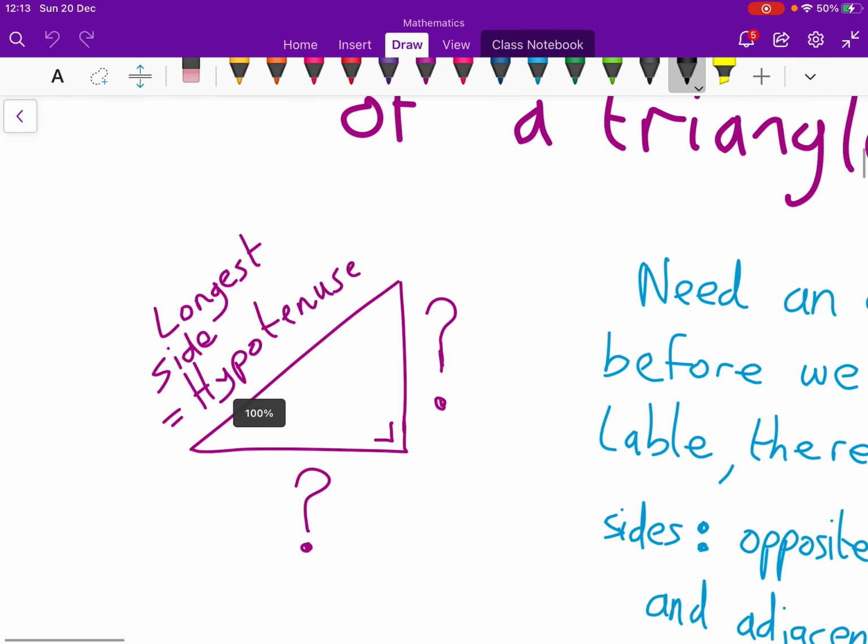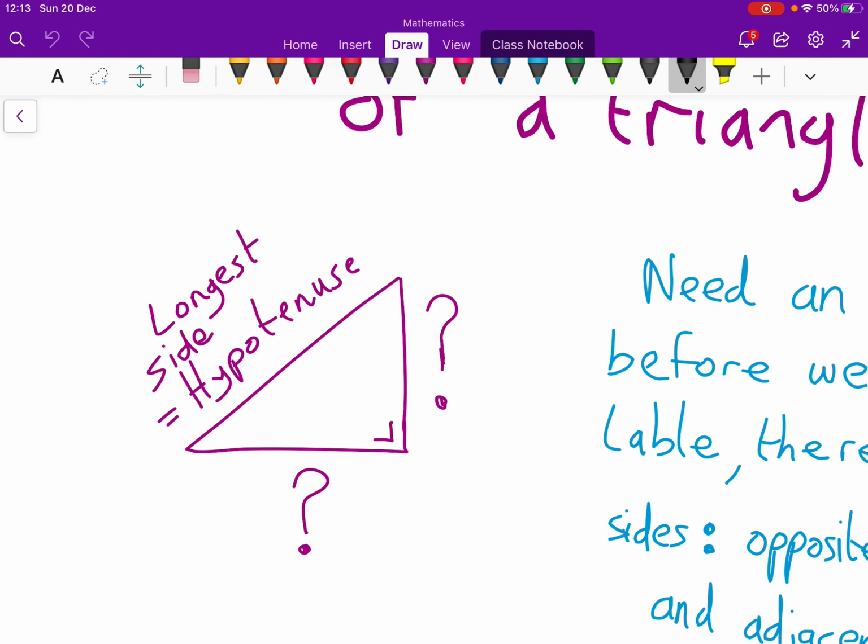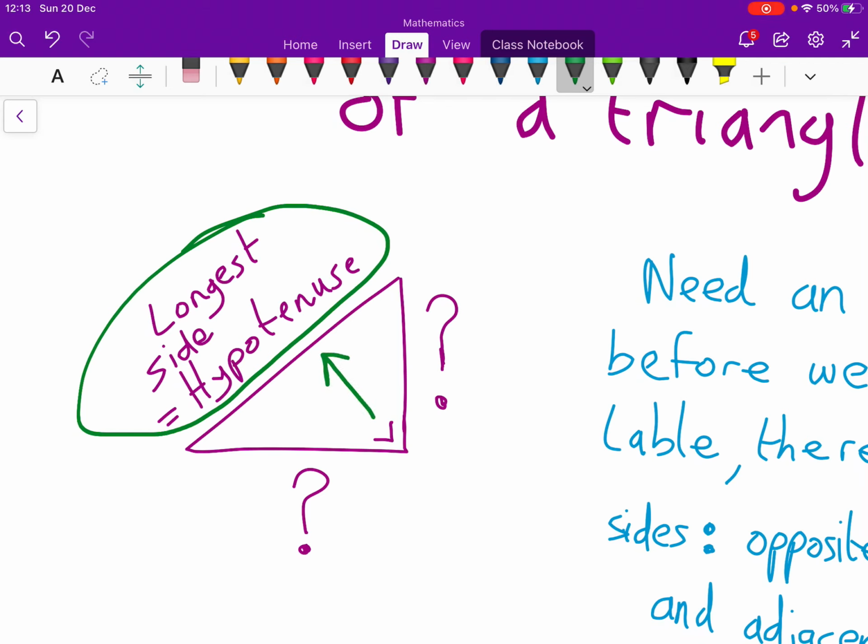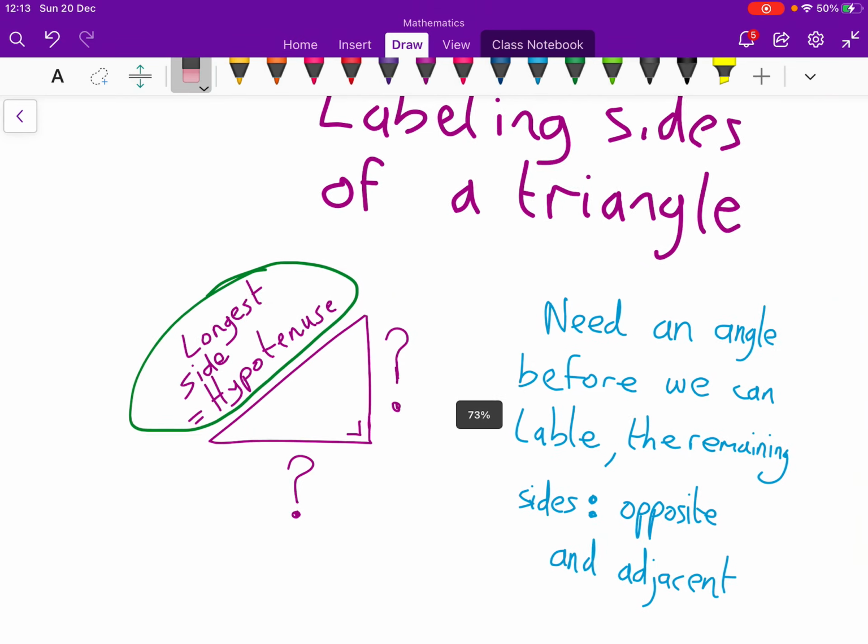And the first one we should always label is our longest side. So we should always label the longest side as the hypotenuse. In a right angle triangle, that'll be your diagonal one. Another thing to notice is that it's across from your 90 degree. Okay, so it's the longest side. Usually that's sufficient to figure out which one we're on about.